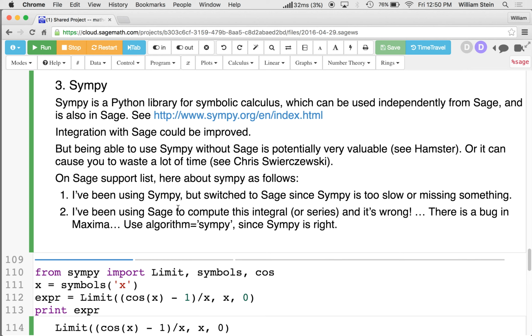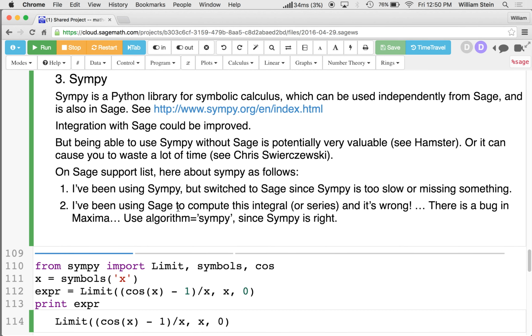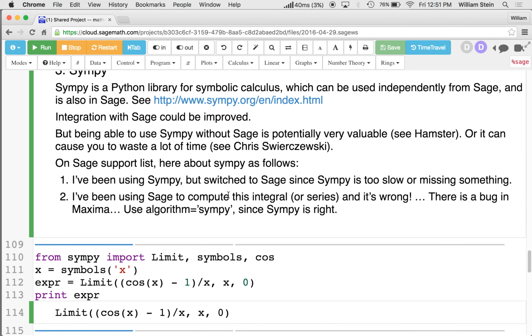And so our answer often to such questions is, one, we've reported the bug to the Maxima developers, and two, if you use algorithm equals SymPy, you can see how to compute the same thing, and in fact, the answer is often right in SymPy. If SymPy can do something, it tends to be right.